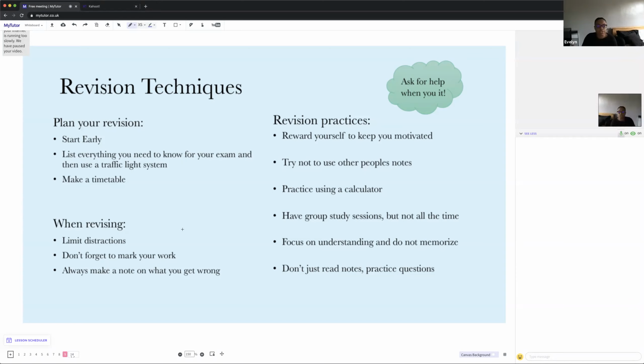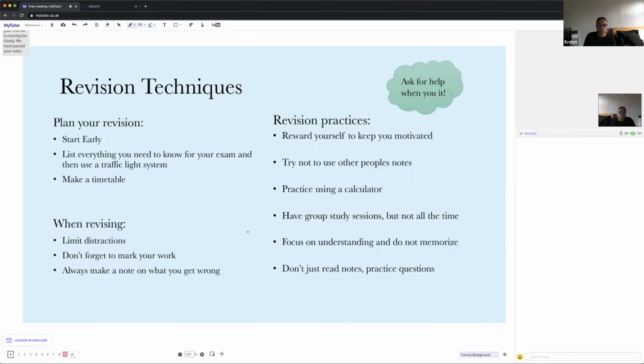Now, when revising, make sure you are in a limited space where there are limited distractions. Yeah, so you're in a comfortable environment. Your phone is not ringing every 2 seconds. You're not on Instagram or TikTok or Twitter every 2 seconds either. Make sure that you're somewhere where you're comfortable, you have enough space, and no one's going to be disturbing you.